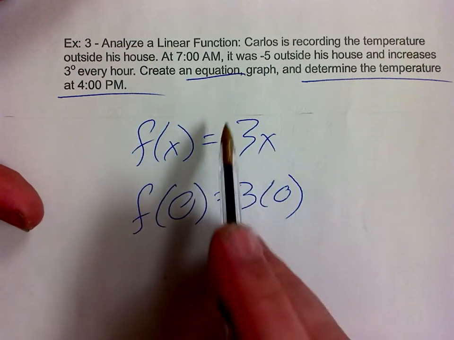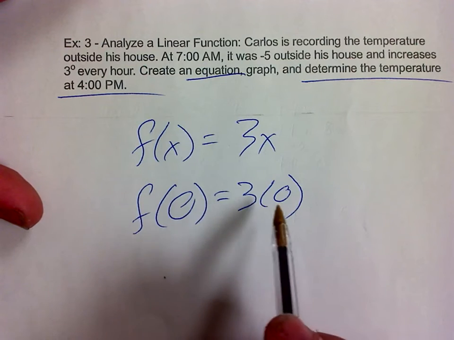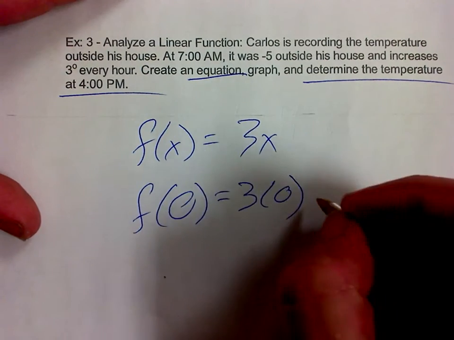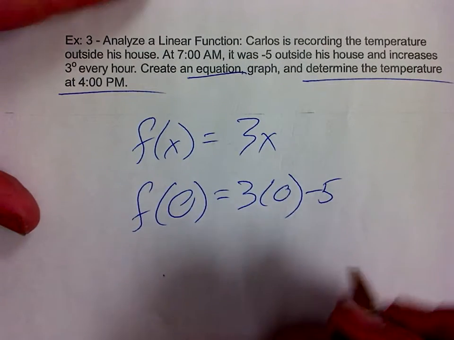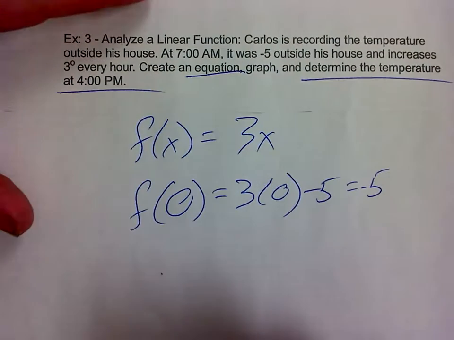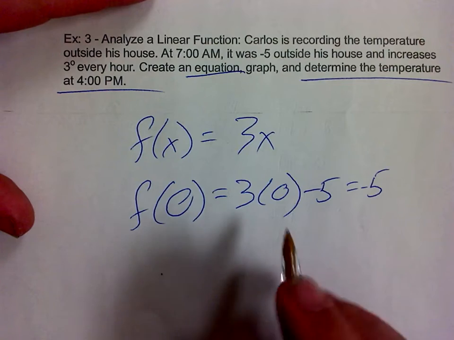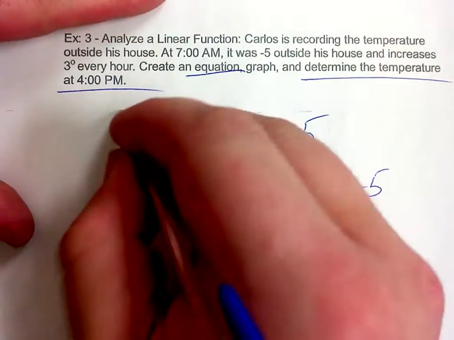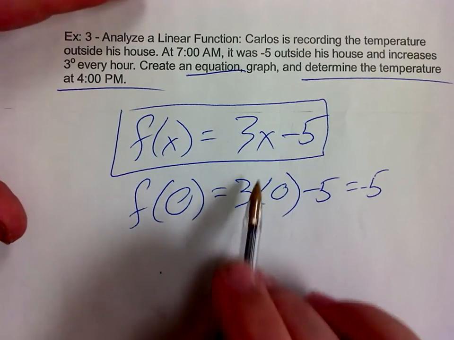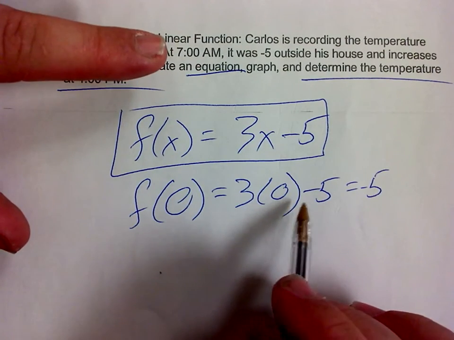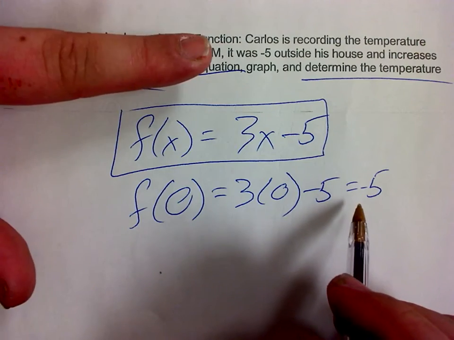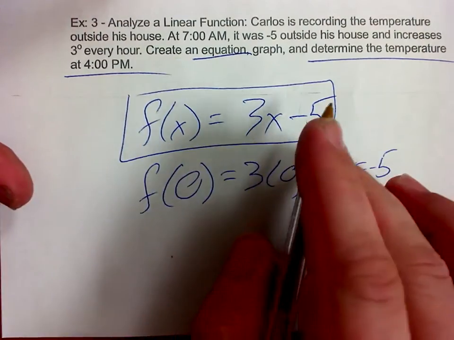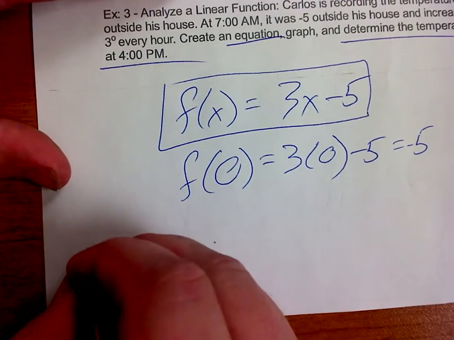So we've got to figure out how I can make this be -5. Because when I get 3 times 0, I get 0. But if I subtract 5 from it, that's going to give us a temperature of -5, okay? So what we need to do to our overall equation here is have 3x minus 5. That way, if we plugged in 0 for the initial time here of 7 a.m., we're still going to end up with what degrees it was, which was -5, okay? Now, that's our equation.